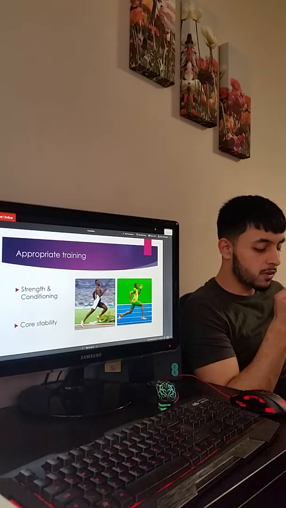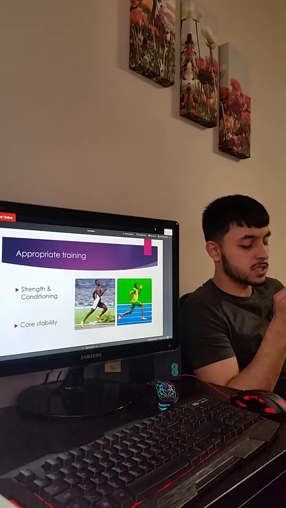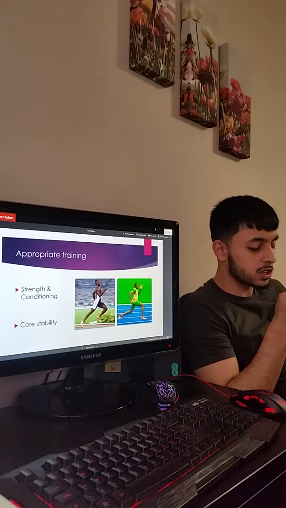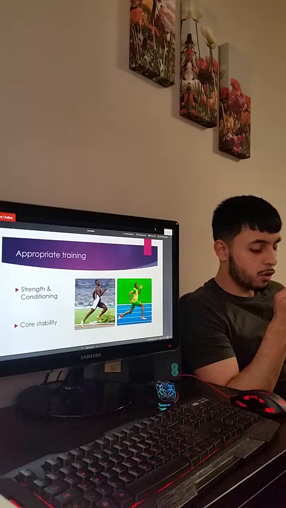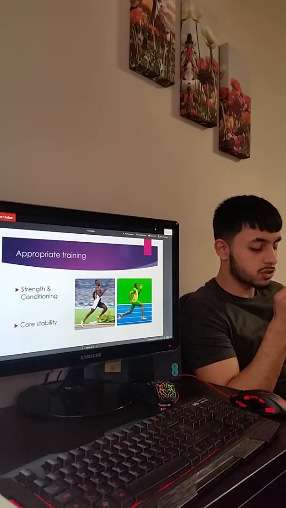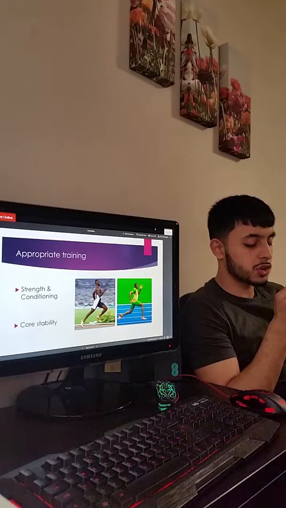This means following a periodized training without rapid increases in the frequency, duration, intensity or type of training. One way to prevent the onset of injury, especially for Derek, would be to perform strength and conditioning for Derek's Achilles tendon and hamstring. An example of how we can do this is by using resistance bands and performing plantar flexion with resistance, and also Derek can perform concentric, eccentric and isometric movements for his hamstring to strengthen them.